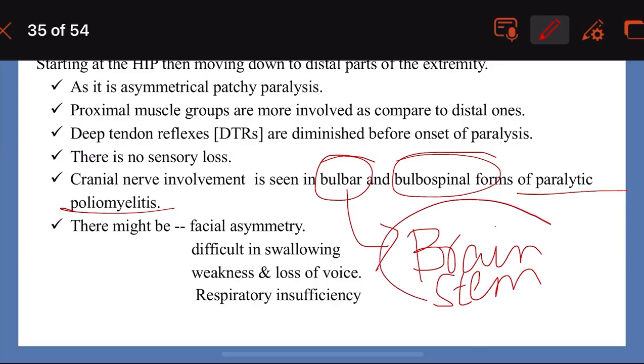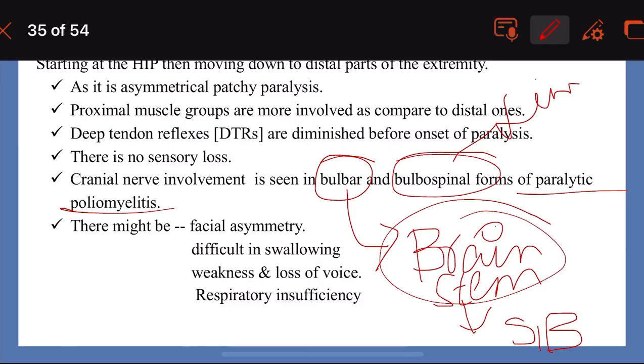So the muscles which are controlled by the brainstem are affected. The patient will present with difficulty in swallowing and difficulty in breathing. Whereas the bulbospinal form is a combination of both bulbar polio, which is affecting the brainstem, and spinal polio, which is affecting the spinal cord. So it is going to cause paralysis in the limbs and the muscles.